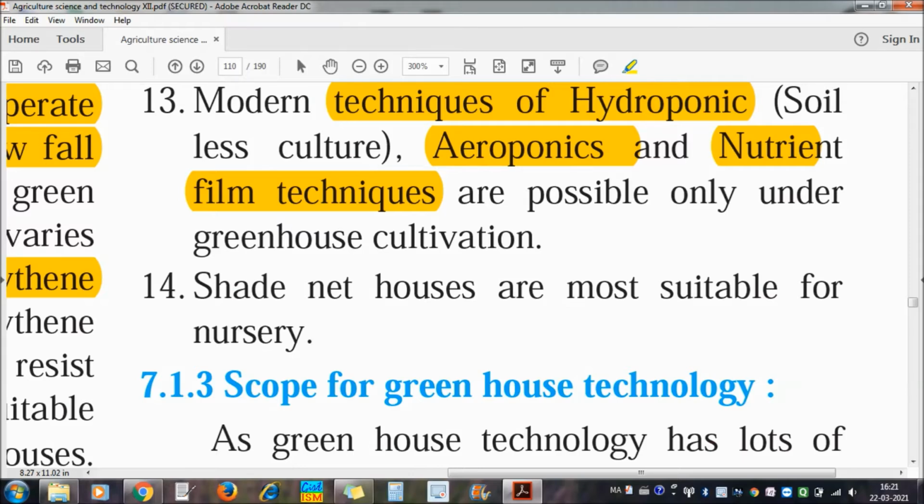This technique can be used, meaning in these houses even if there is no soil available, we can produce the plantlets. Aeroponic is also there, and nutrient film techniques are also used. So these things are very important. Shade net houses are most suitable for this nursery. So these are the advantages.